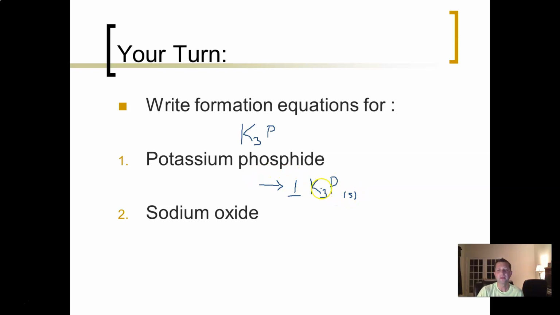temperature. Well, let's start with potassium. Potassium is a solid. You know that because you just do. Okay? So potassium's a solid. It's not diatomic. And phosphorus. Phosphorus, if you look on the periodic table, I want to say that is also a solid.